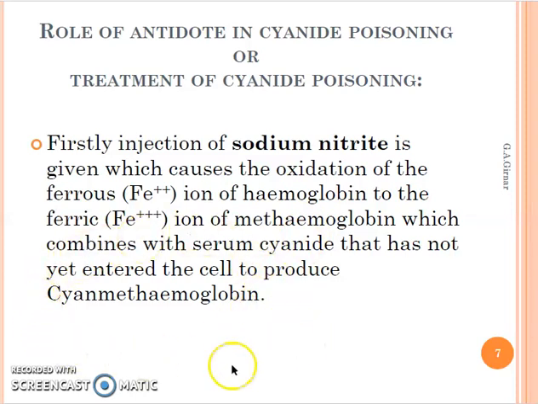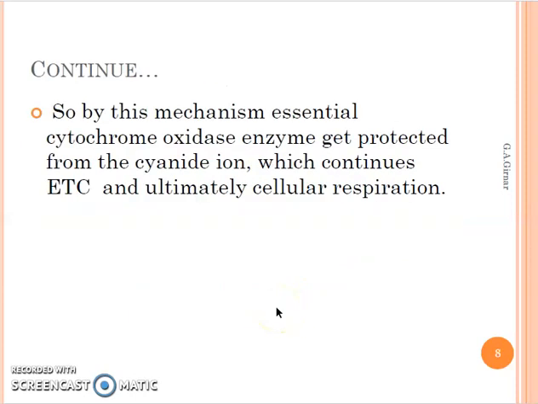The cyanide reacts with this methemoglobin and produces a new compound called cyanomethemoglobin. So the cyanide ions which have not entered the cells react with this methemoglobin and produce cyanomethemoglobin. This mechanism protects our essential enzyme, the cytochrome oxidase enzyme. Because the cyanide ions now react with the methemoglobin, the enzyme is protected, and ultimately the electron transport chain continues as per its normal function, and cellular respiration starts. Okay, so this is the first injection of antidote, that is sodium nitrate.